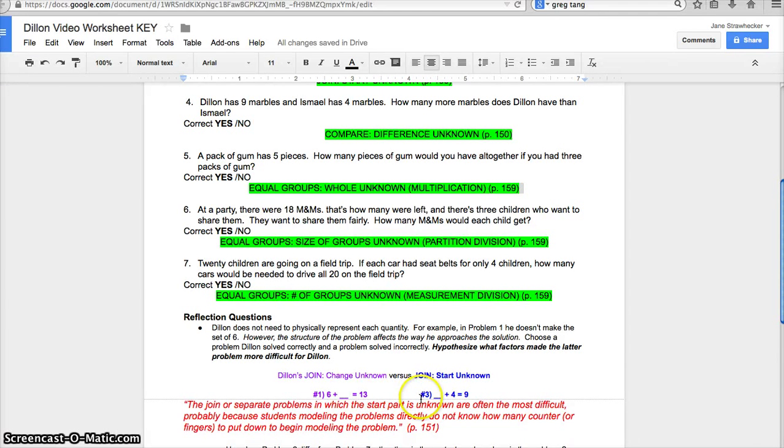Whereas for number 3, when the start is unknown, it makes it a more difficult problem. And the story problem read a little bit differently. Dillon has some toys. He goes to the store and buys 4 more toys. So we have that action. If he buys more, we know that that's addition, getting more.